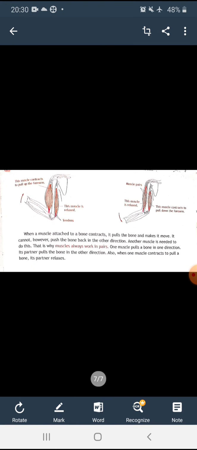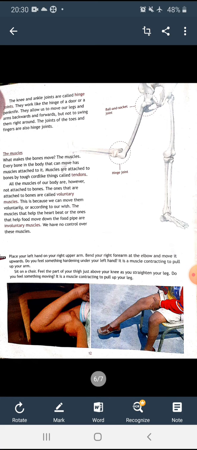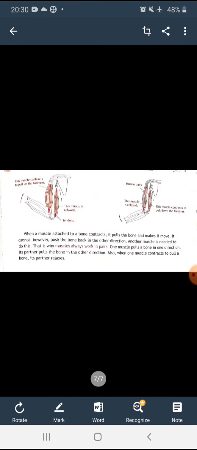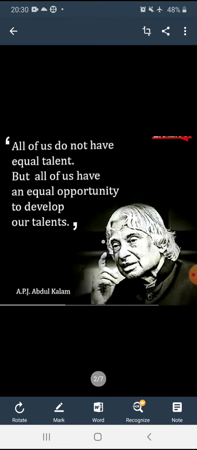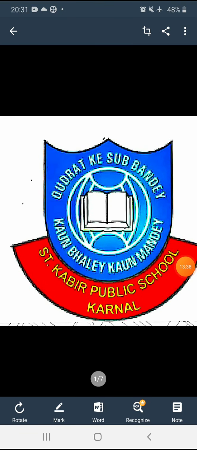That's it. So you have to watch the video carefully, understand it, and after that try to solve the back exercise and learn this chapter, the back exercise and question answers, whatever I had given you in the worksheet earlier.